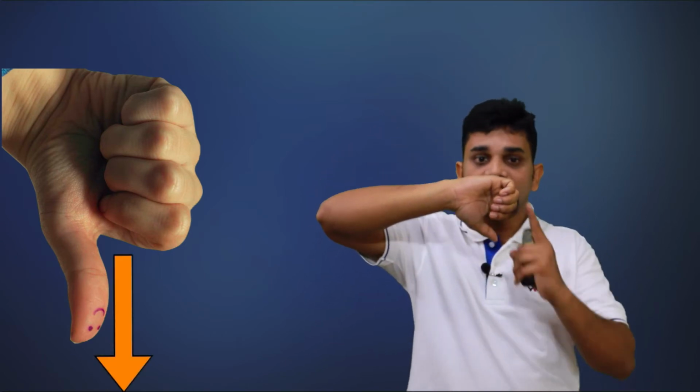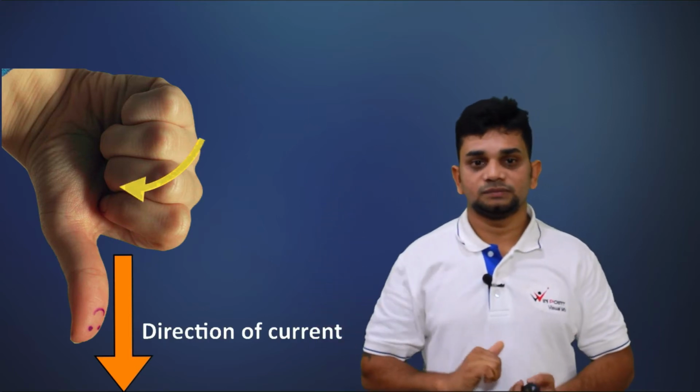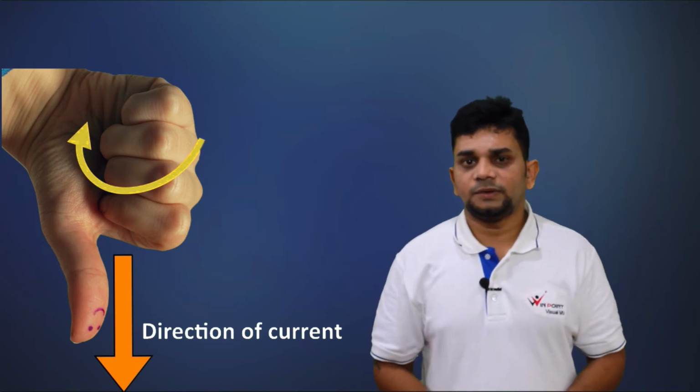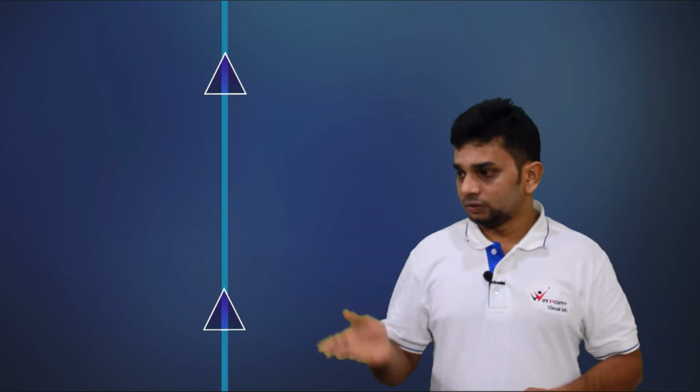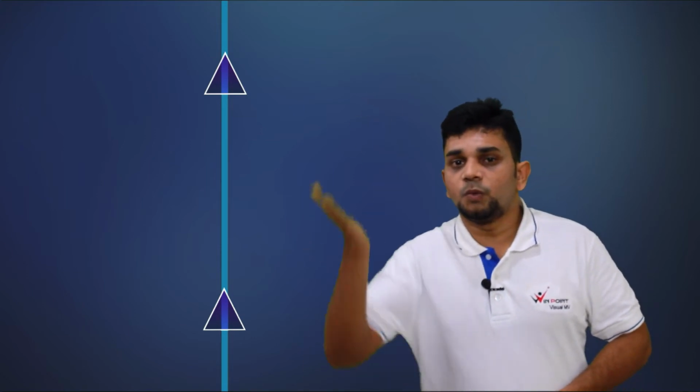Now the current is moving in downward direction. It is the direction of flow of current and the encircling fingers will show the direction of magnetic field. It is the direction of magnetic field. Can we do it with an example? Right. Here we have a conductor and the direction of current flow. It is in upward direction.